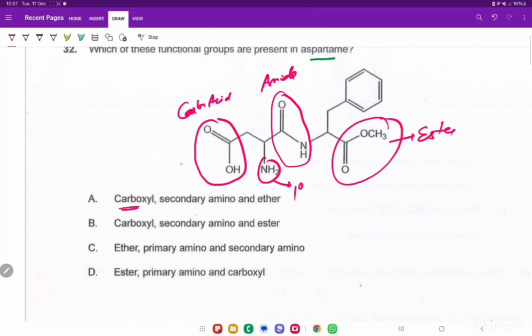Carboxyl group, carboxyl is there. Secondary amino, no. Ether, no. Carboxyl and secondary amino: secondary amino is not present. Ether and primary amino: ether is not there. Ester, primary amino and carboxyl. Answer is D. Ester is there, yes.